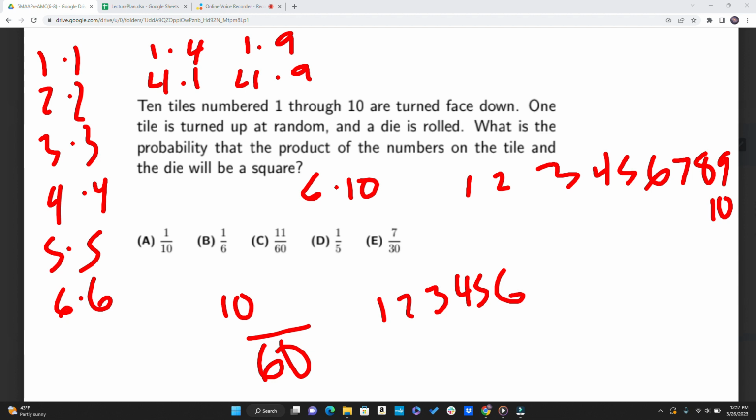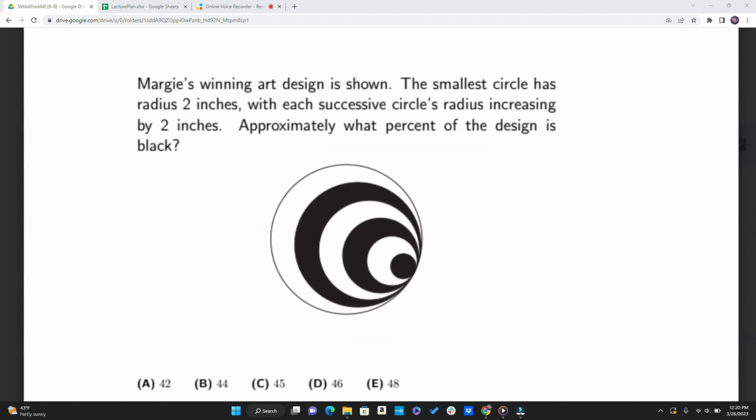That would be if we had a 2 on the dice and an 8 on the tile, right? 2 times 8, that would make 16. Right, so that's another way to get a square, is the 2 and the 8. So that's plus 1, that's 11 out of 60 ways to get a product that's a square. Answer choice C.